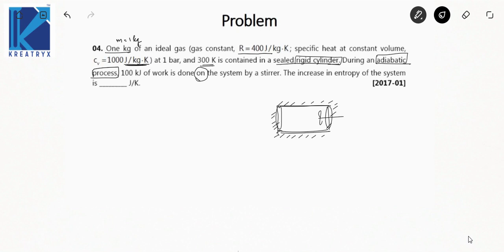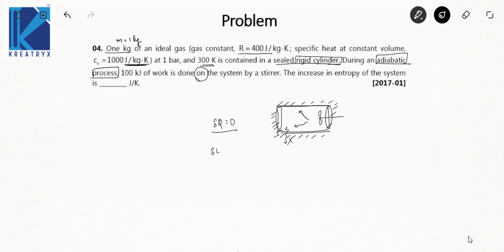So suppose this is the stirrer. Okay, adiabatic process. Can I say that the work done on the system by the stirrer will only increase the internal energy of the gas, because this is an adiabatic process, no heat is going out, so del Q is 0? Okay, let me prove it.